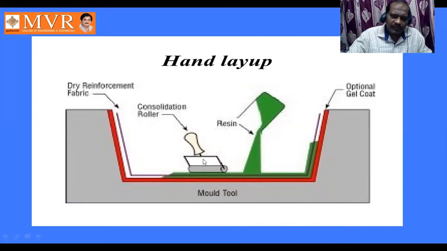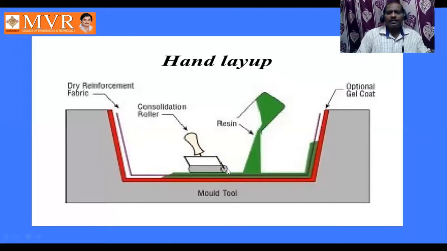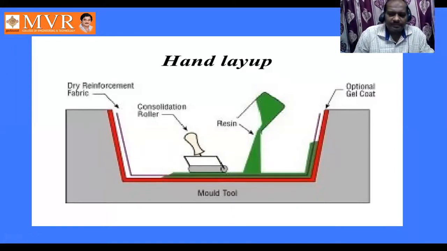And once again we can go for the reinforcement, and once again for the resin. Along with this resin pouring, we apply pressure with the help of a roller, so that we can remove the air trapped in this process. At the same time, we convert the material into a single consolidated material.